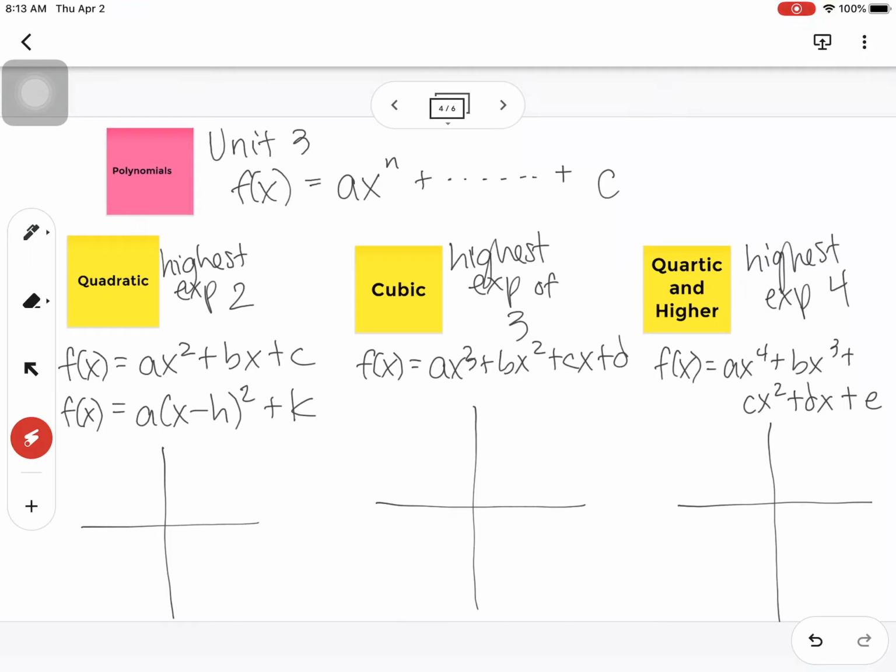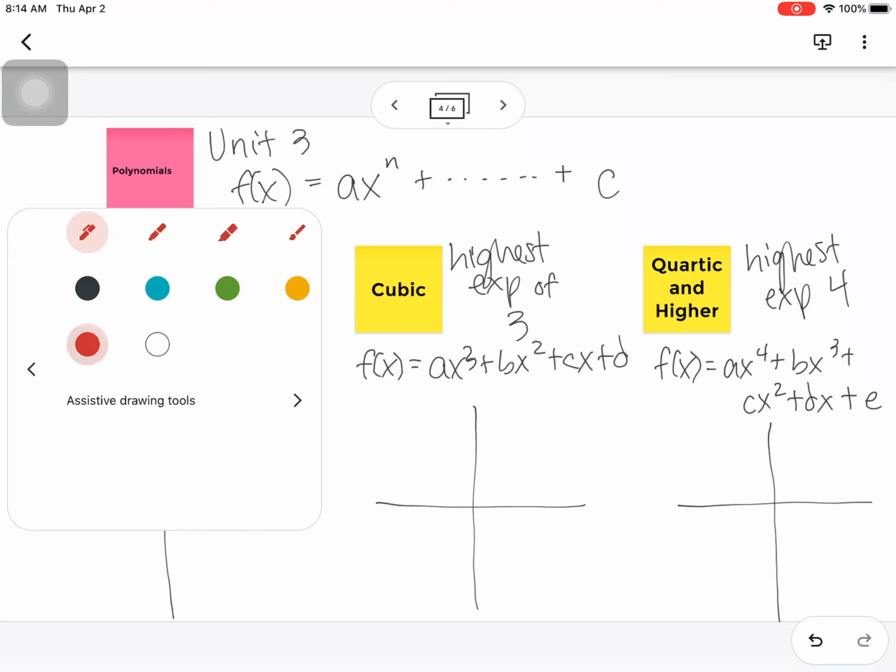We also talked about end behavior, if you think way back to that. A quadratic and a quartic are both even, so their end behavior either both ends go up or both ends go down. For a cubic, it's odd, so one would go up and one would go down.